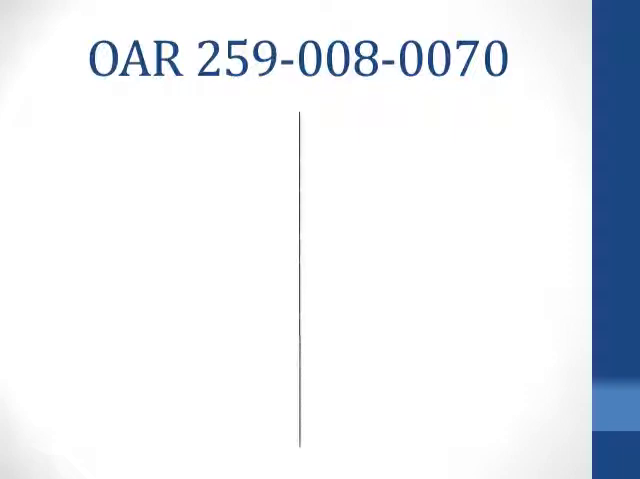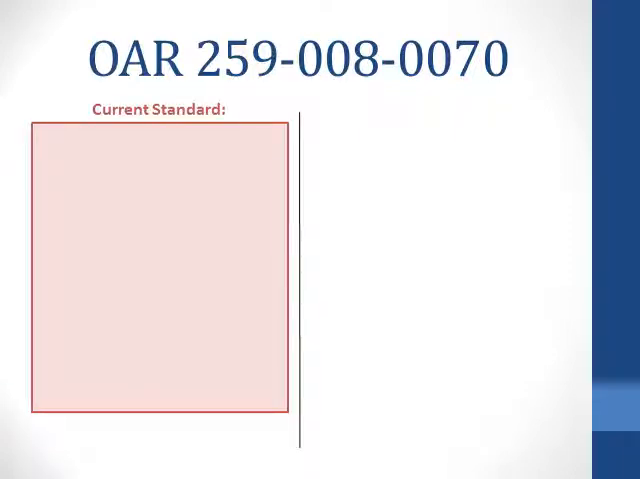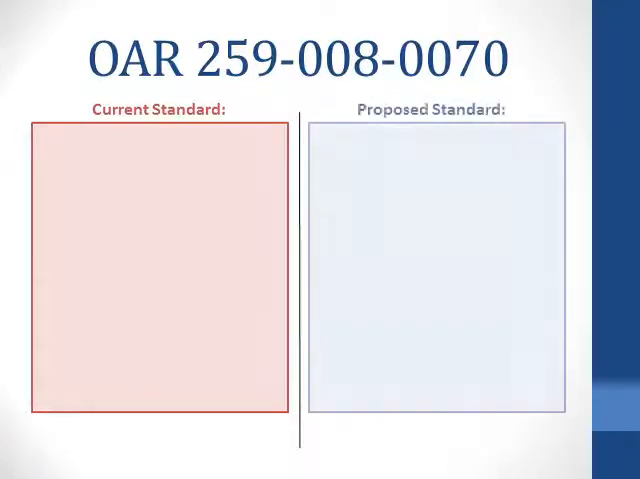The standards that govern the denial and revocation of criminal justice certification are located in Oregon Administrative Rule, Chapter 259, Division 008, Section 0070. Throughout this presentation, the standard currently in place will be presented in red, and the proposed standard presented in blue. A side-by-side comparison will be made throughout to ensure that the recommended changes are being highlighted.